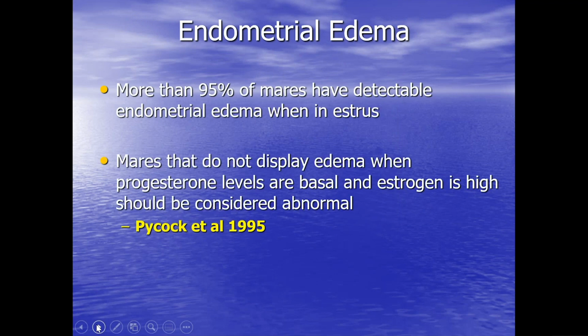We did a paper way, way back when I was at the university in Utrecht, and we measured progesterone and estrogen levels. And when we had a basal progesterone level and a high estrogen, any mare that didn't display edema, we were able to look at the oocyte. It was poor quality. Basically, we consider that cycle to be abnormal. So failure to detect endometrial edema as a mare progresses through the follicular phase, it's not normal.